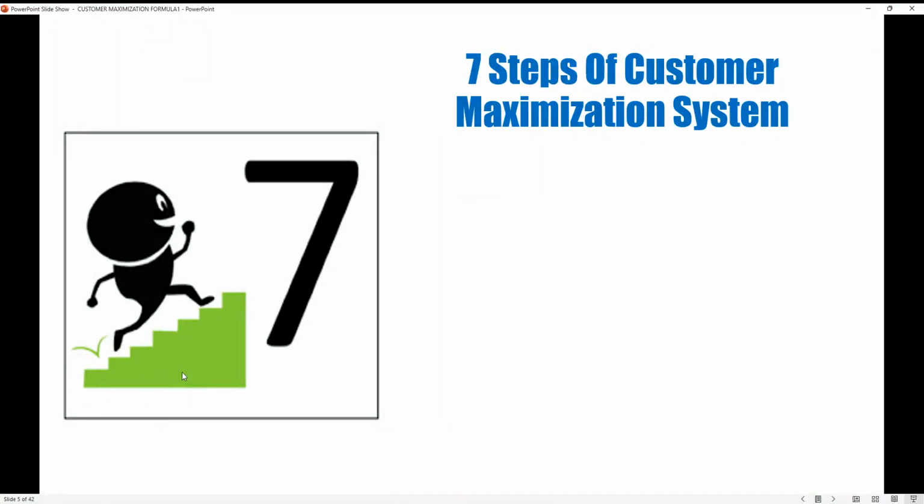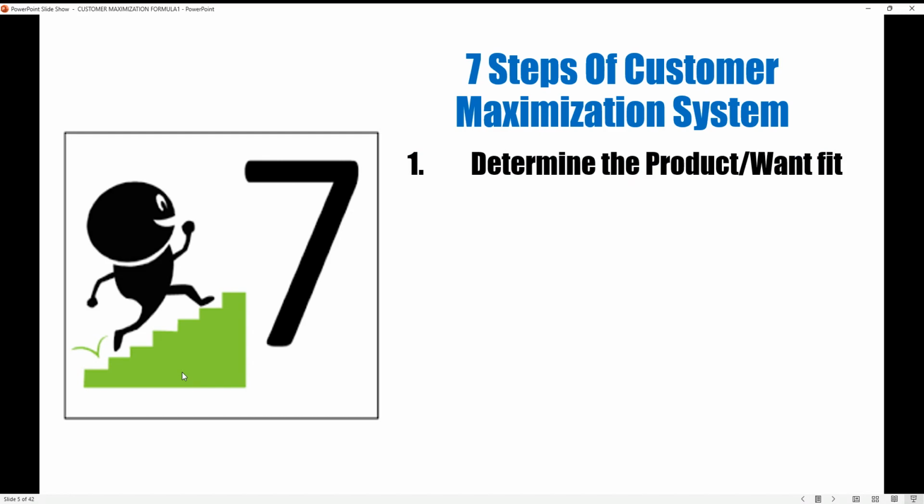So let's look at the 7 steps of the Customer Maximization System, or CMS for short. The 7 steps of the CMS that I came up with. I'm not sure it's the same everywhere, but studying all these people, these are the 7 steps I believe are critical. Number 1, you have to determine the product want fit.